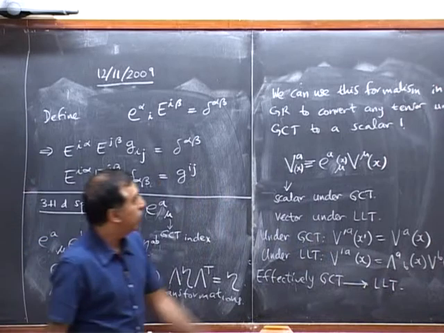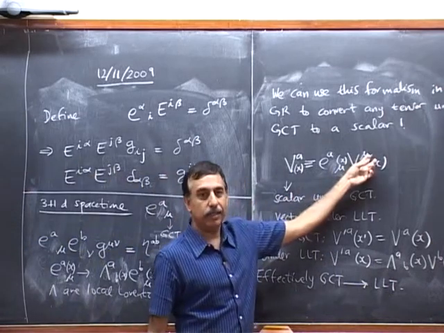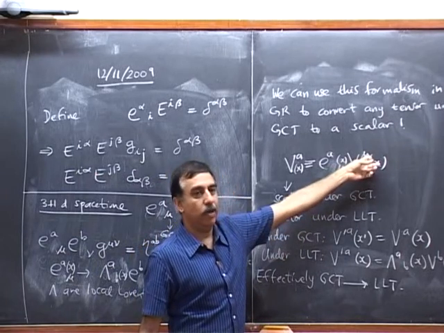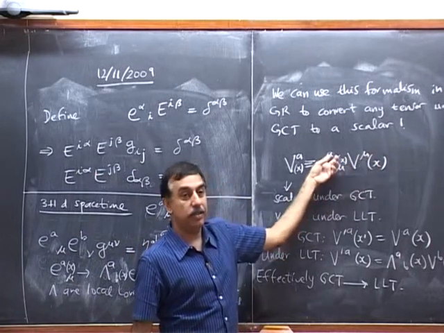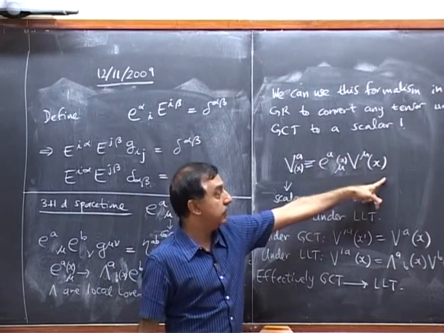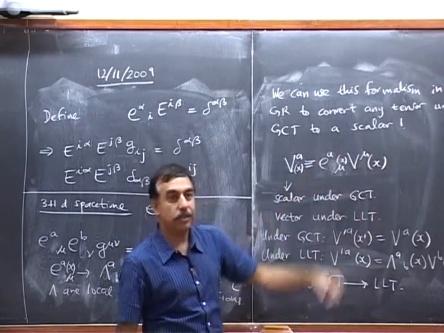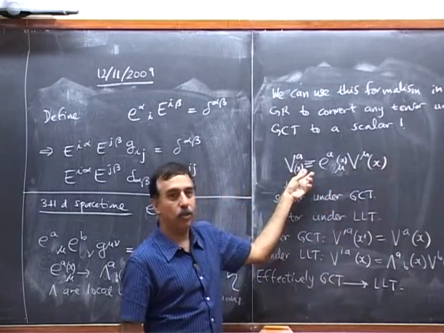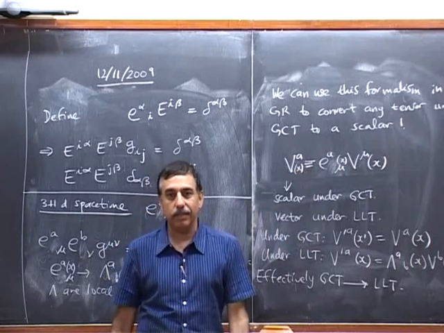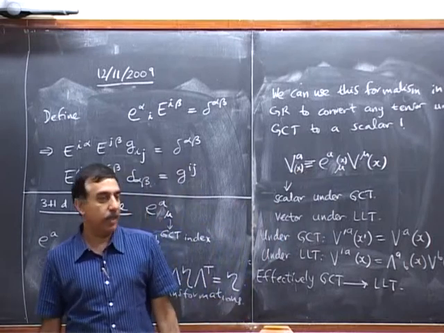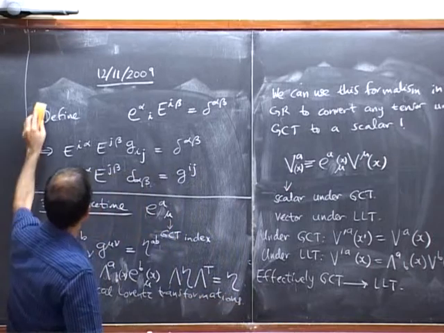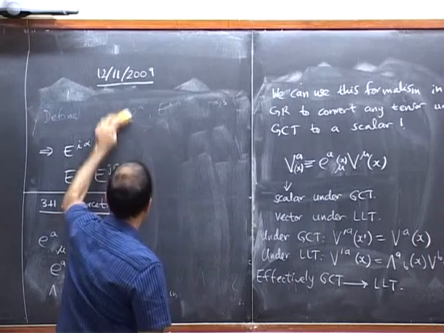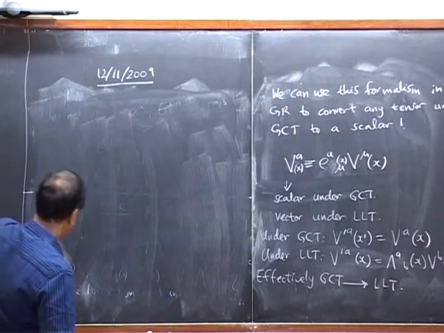And you can see that if I had a tensor with many indices, I would just multiply by many e's. Each one would remove one of these indices and replace it with one of these indices. If it had indices down, I would multiply it with capital E's. Those would remove the lower GCT indices and replace them by lower LLT indices. Okay, so whatever the tensor, I can get rid of all its GCT indices and end up that I don't have to worry about GCTs ever again.